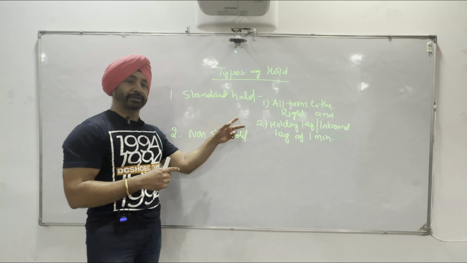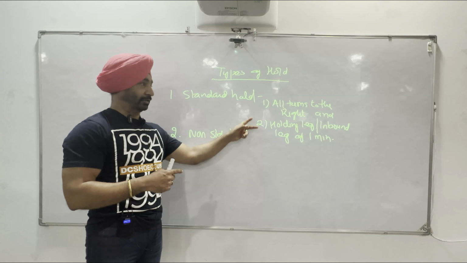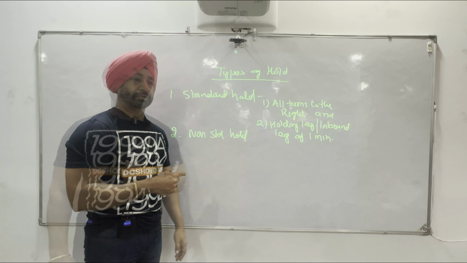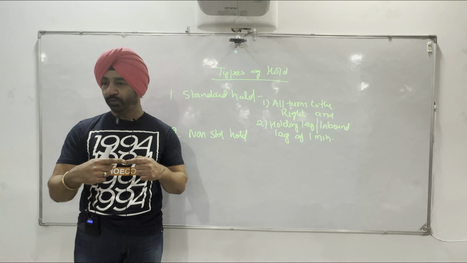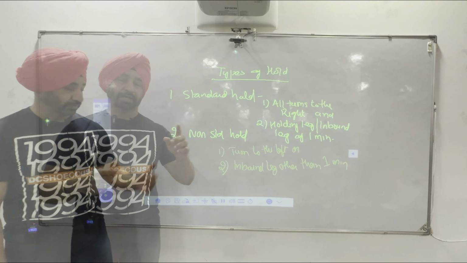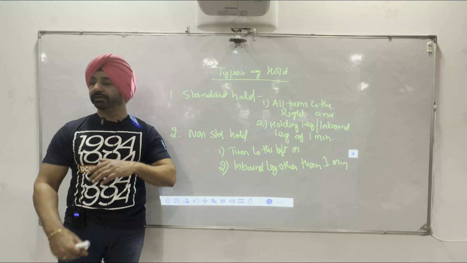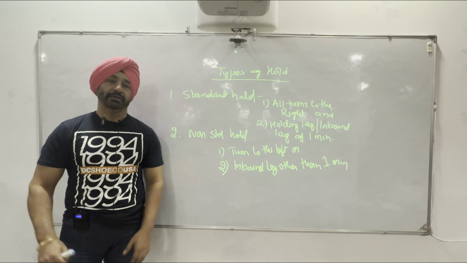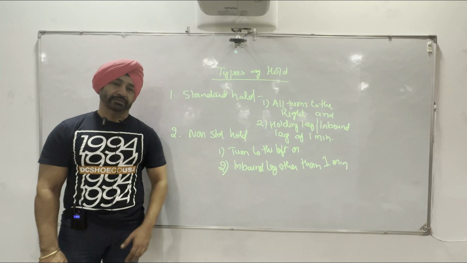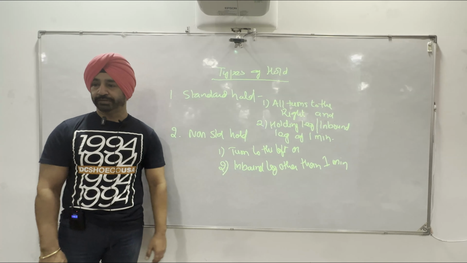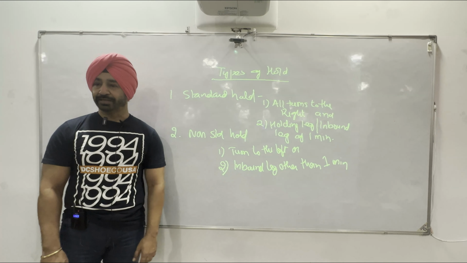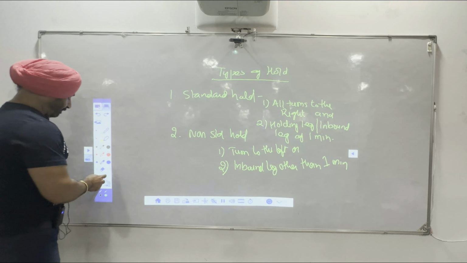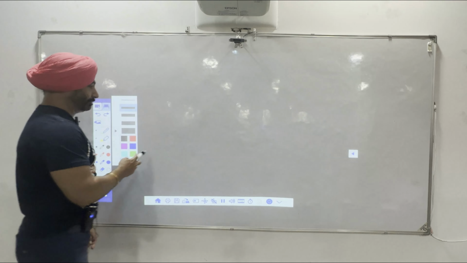If any of the above criteria is not met, either this or this, it becomes a non-standard hold. Non-standard hold is either your turn is not to the right, it is to the left, or the inbound leg is other than 1 minute. It could be 1 minute 30 seconds, it could be 2 minutes. Then it becomes a non-standard hold. So that is the race course track. Now, time reference in the hold.